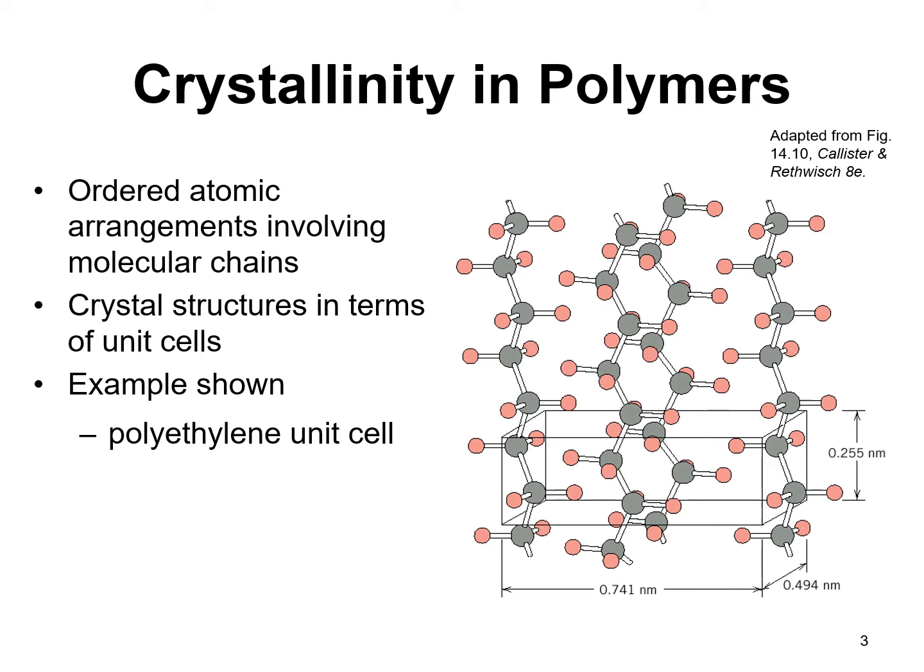We have mentioned previously that polymers are either crystalline, semicrystalline, or amorphous. So when we talk about crystallinity, they are the ordered atomic arrangement which involves molecular chains, and the crystal structures are in terms of the unit cells, which you have already discussed in chapter 3 of this course. One example given here is the polyethylene unit cell.